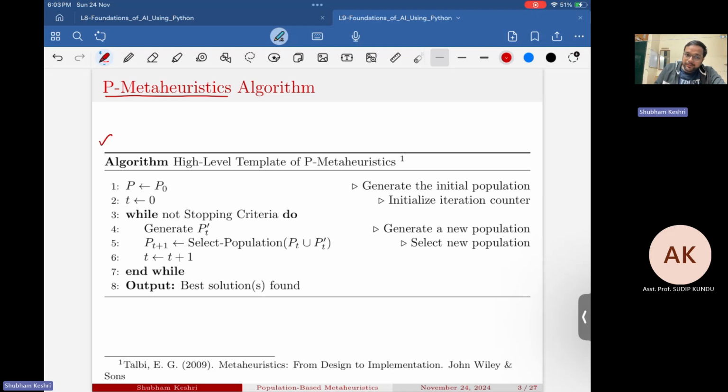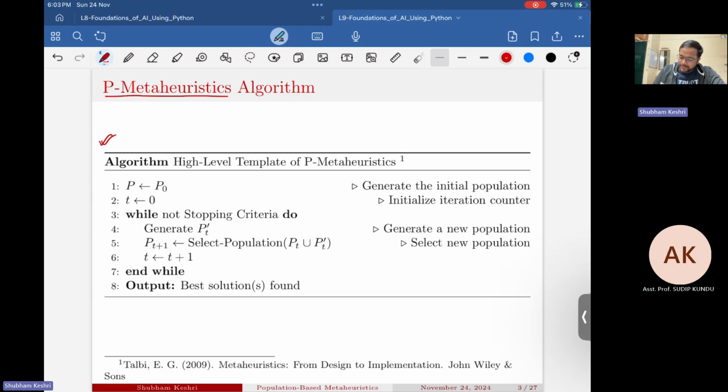This is a high-level template of a P-Metaheuristic. So Professor Sudeep, are you here? Yes, I was having some problems, so I was trying. Okay, no problem. Some network issue probably was there, so I was unable to join. Right. So okay. Yeah. Sorry.